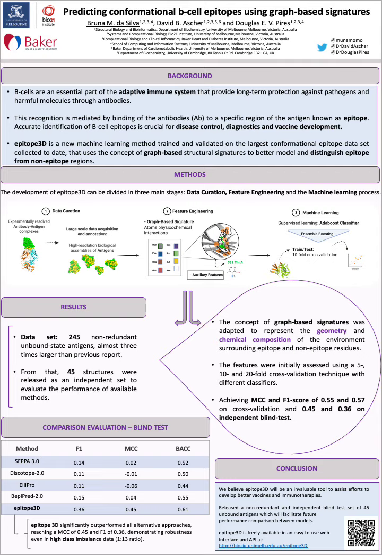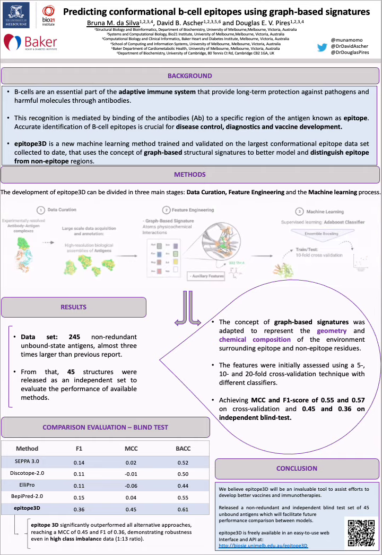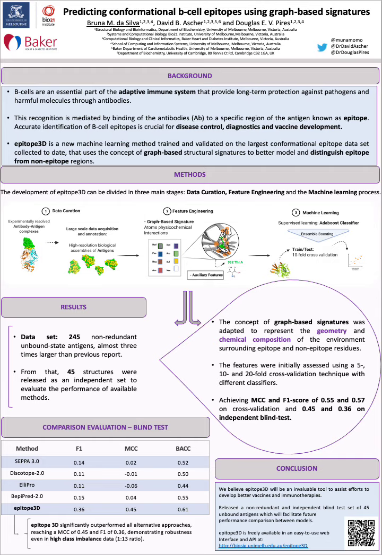And our method comprises 3 steps. First is the curation of the dataset, then the feature extraction and selection, called feature engineering, and the machine learning process. In the data curation, we aim to identify unbound antigen structures, but based on experimental antibody-antigen complexes, and these are all extracted from the Protein Data Bank, the PDB.